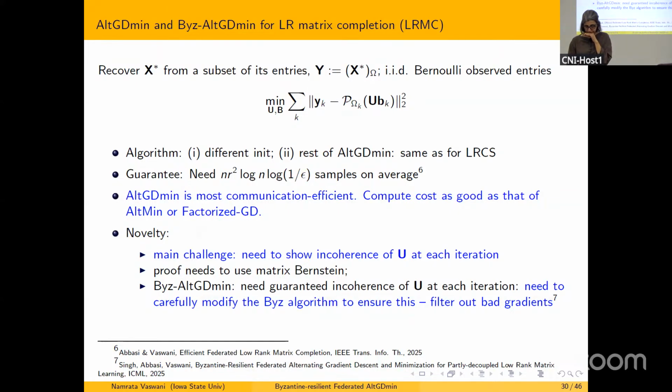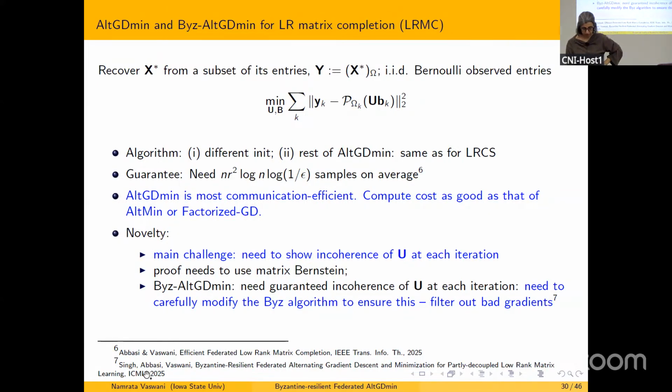Right? And the main challenge in the analysis also, other than the fact that you have to use matrix Bernstein now instead of whatever we use there, is you need to also show incoherence of U at each iteration. You cannot impose it. So that's the main theoretical challenge. So this was a paper that just came out. This was with Ahmed Abbasi.